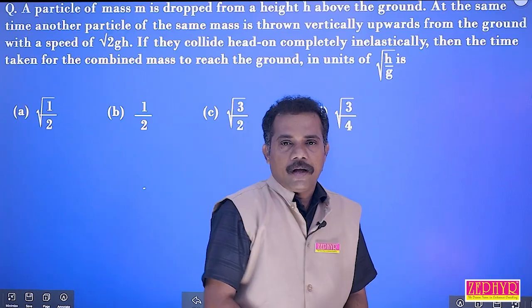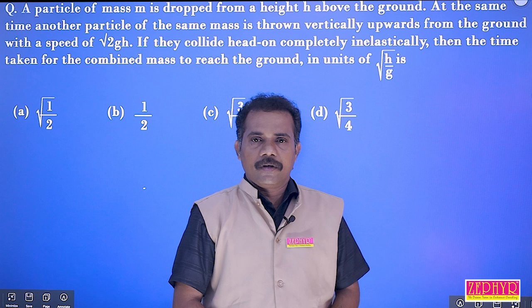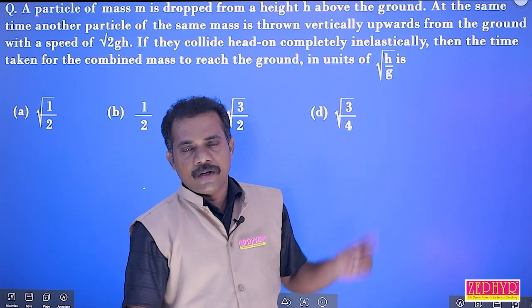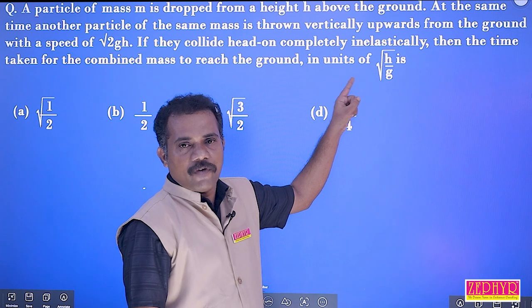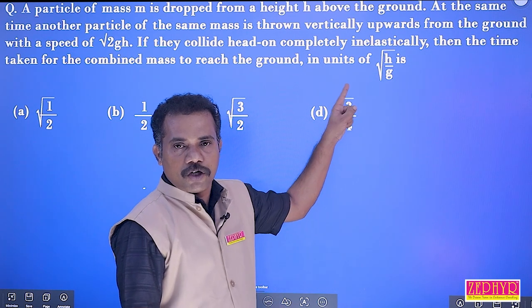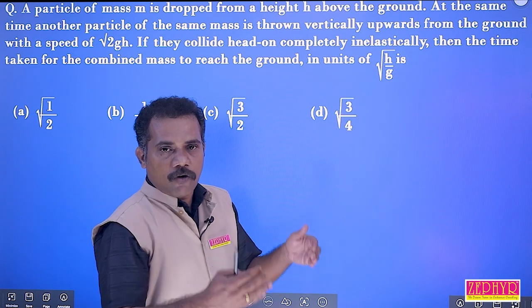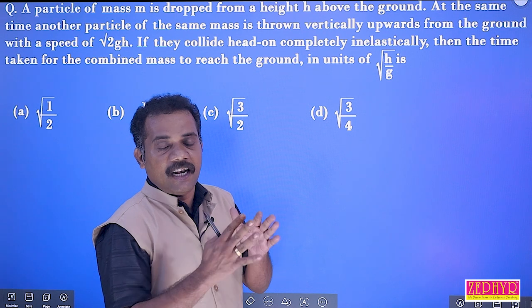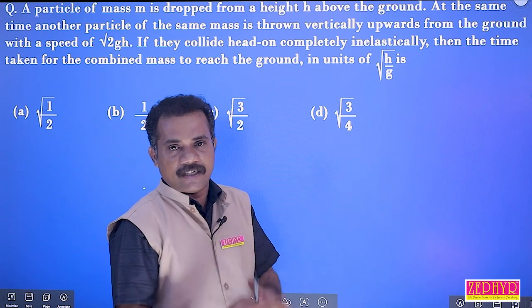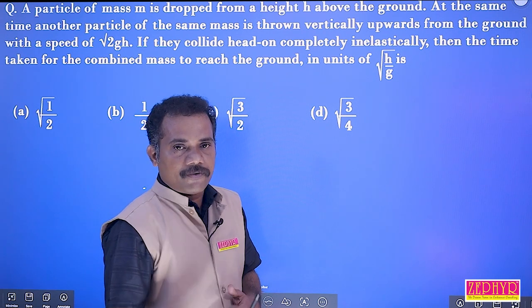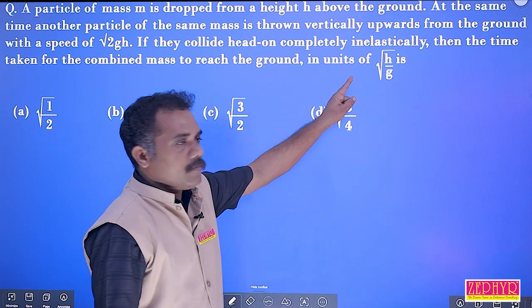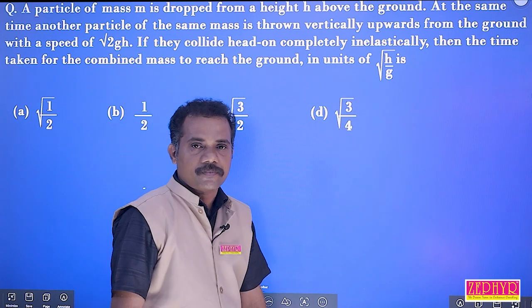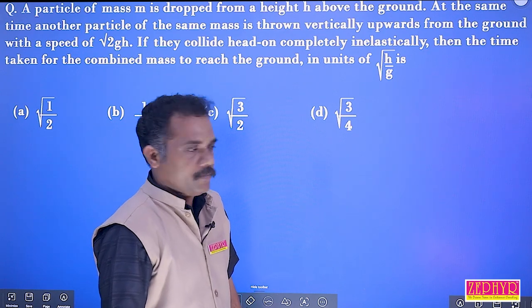Okay, a particle of mass m is dropped from height h. At the same time, another particle of the same mass is thrown vertically upward with the speed root 2gh. If they collide head-on perfectly inelastically, then the time after which they reach the ground, in units of root of h by g, is. Okay, we will solve it.